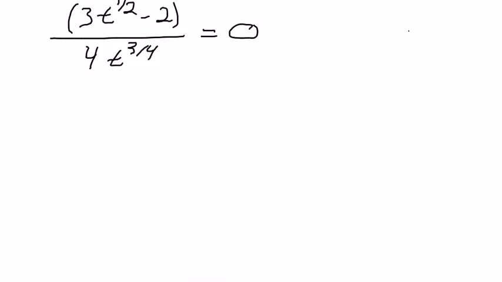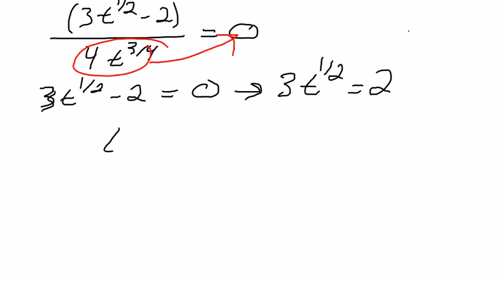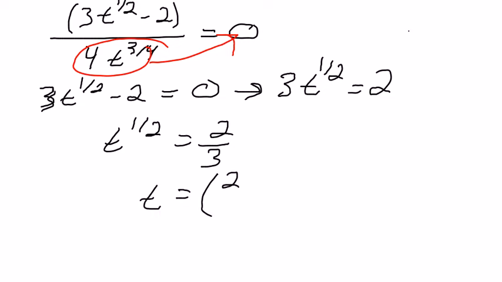And simply enough, you bring this up here, you're multiplying that by 0, it's just going to give you 0. So you're left with 3t to the power 1/2 minus 2 equals 0. It's going to give you 3t to the power 1/2 equal to 2. It's going to give you t to the power 1/2 equals 2 over 3. So t is going to equal the square of that, which is going to equal 4 over 9.